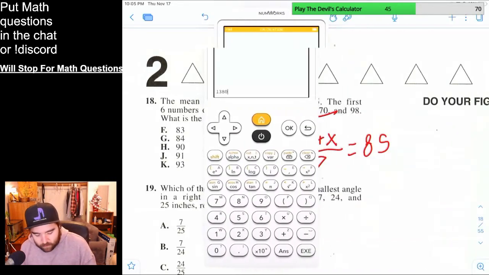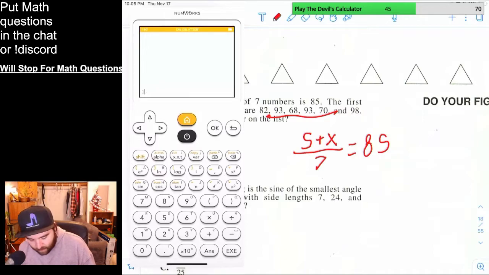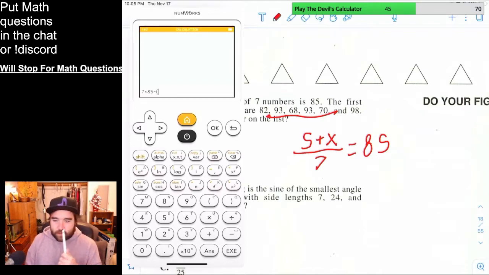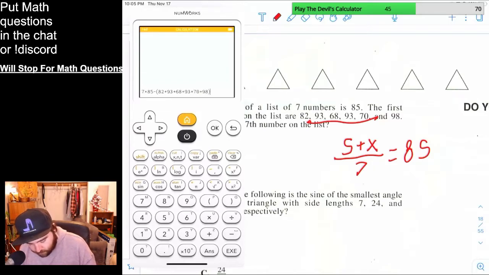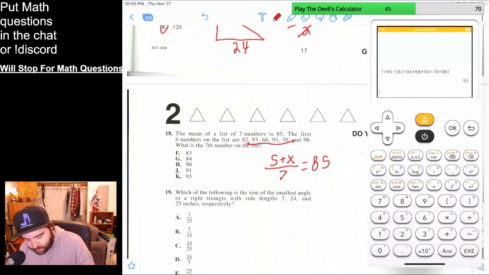So to solve for that last number, I just have to do 7 times 85 and then subtract that sum from both sides. So I'll do minus open parentheses and then add all those numbers together: 82 plus 93 plus 68 plus 93 plus 70 plus 98. And that's 91. So then the number is 91.